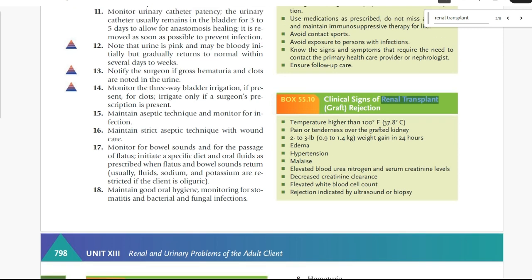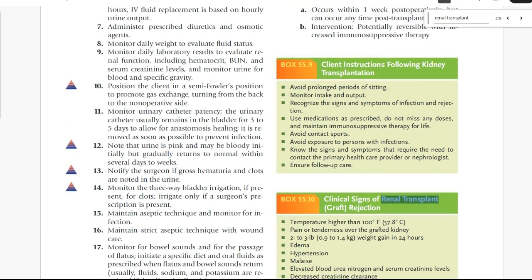All right, here are some clinical signs of renal transplant rejection. Anything in these boxes is important. Fever, pain, tenderness, edema, hypertension, malaise, BUN and creatinine levels going up. Decreased creatinine clearance, white blood cells going up. Rejection indicated by an ultrasound or a biopsy.